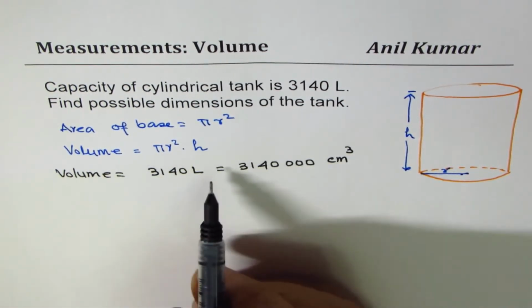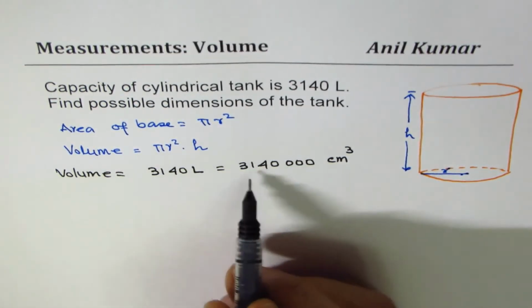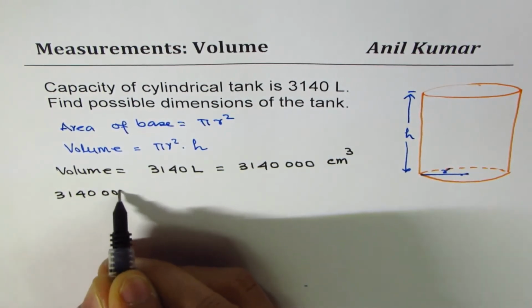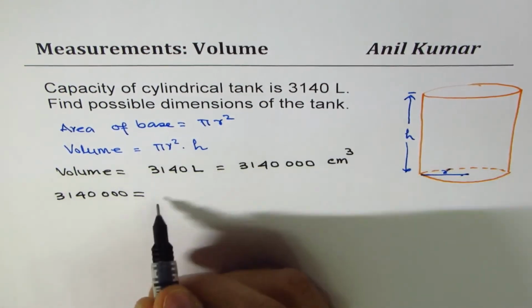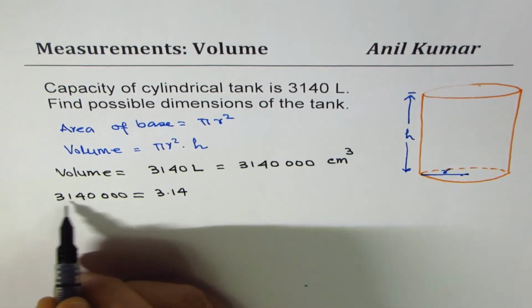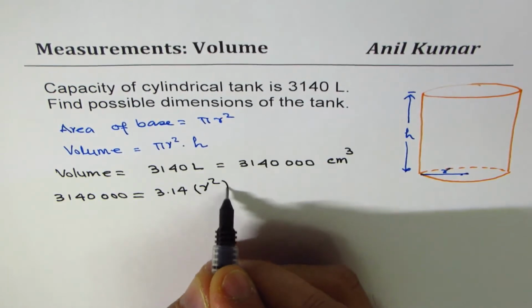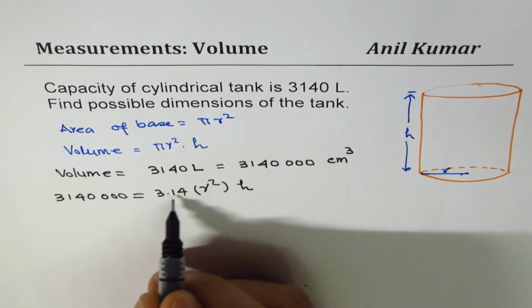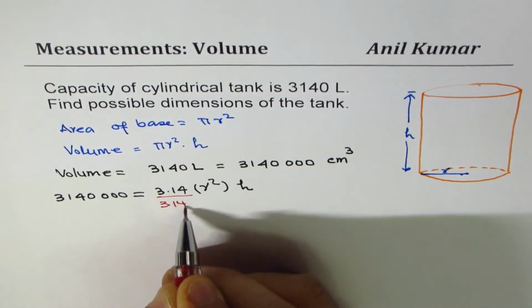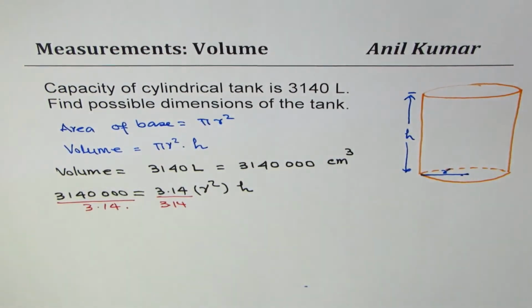So if I say, well, we should work in centimeters. So we say volume is this big. So we have 3140 then 000 equals to, that's the volume. Pi, the value for pi is 3.14. That is why I've taken this 314, okay? Times r square, I should write like this, times height. So if I divide by 314 both sides, what do I get? So let's do it.